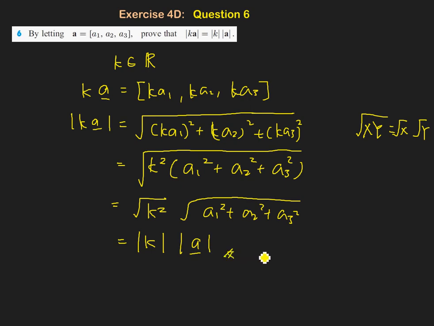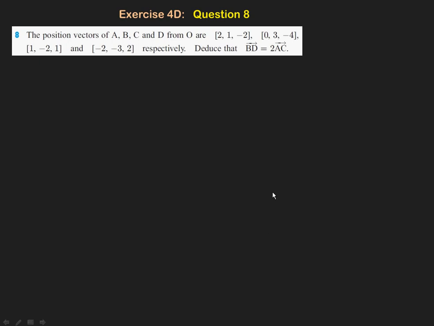And let's move on to one more. Question 8, right? Well, I'm going to skip ahead because some of the things are actually quite straightforward, and they ask you to deduce this particular statement. So hence we need to find BD. If you recall, the formula is OD minus OB, right? And so you take the vectors, and you should get negative 2, negative 6, and 6.